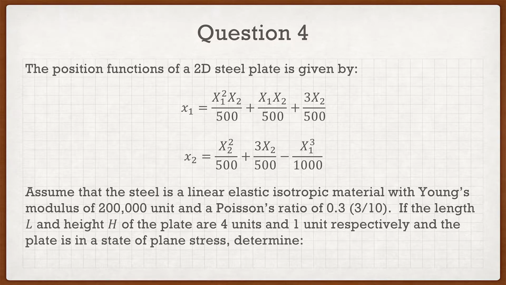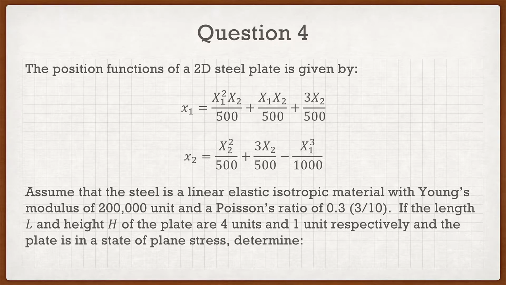All right, so question 4 says the position functions of a 2D steel plate are given by, and they give us small x1 and small x2. And that's how you know this question's really taking everything that we know, because position functions were a couple weeks ago, yet they're coming back. But we know that position functions are nice because they can give us the strain tensor, and that's going to be the main goal of this question.